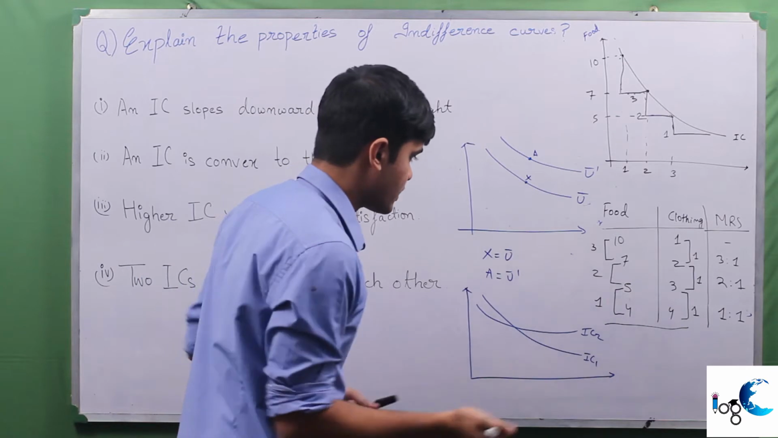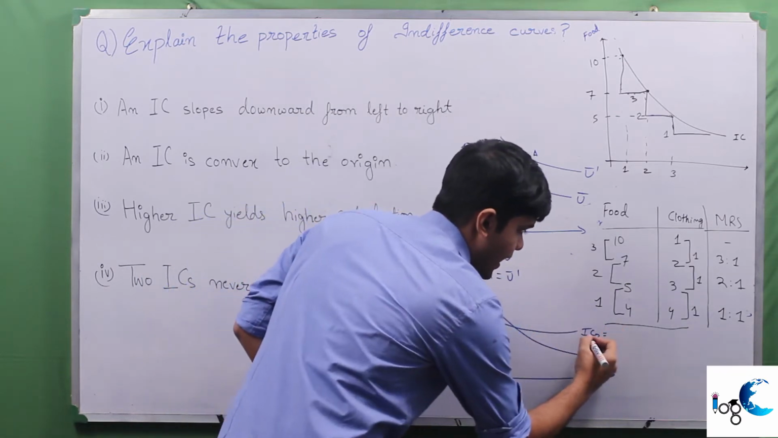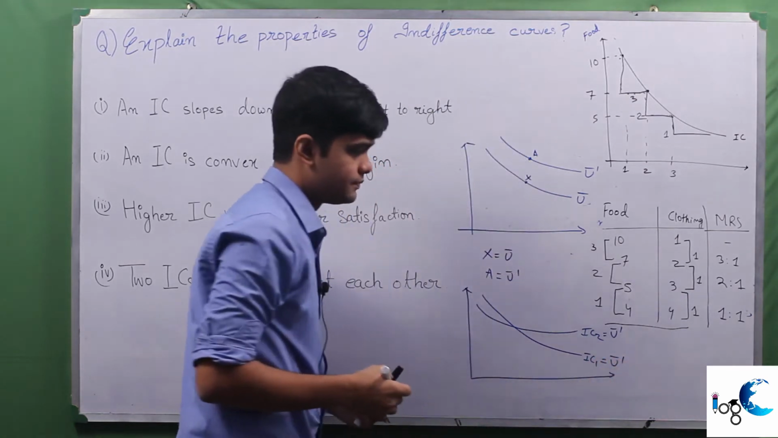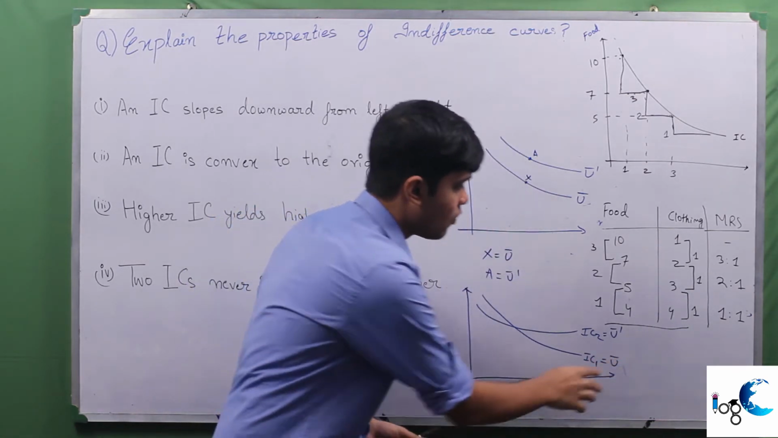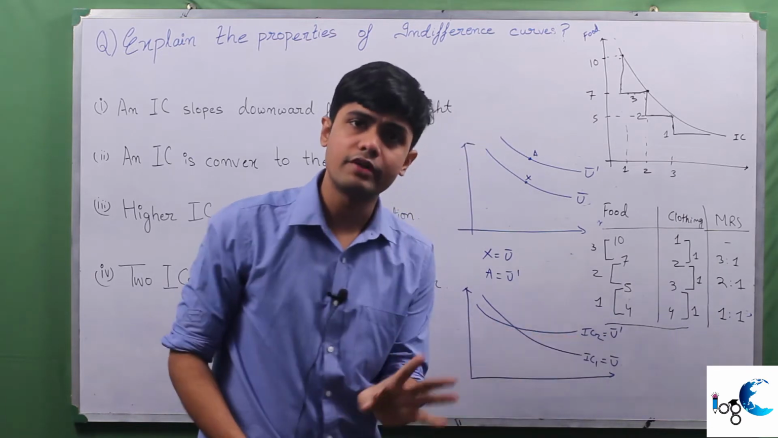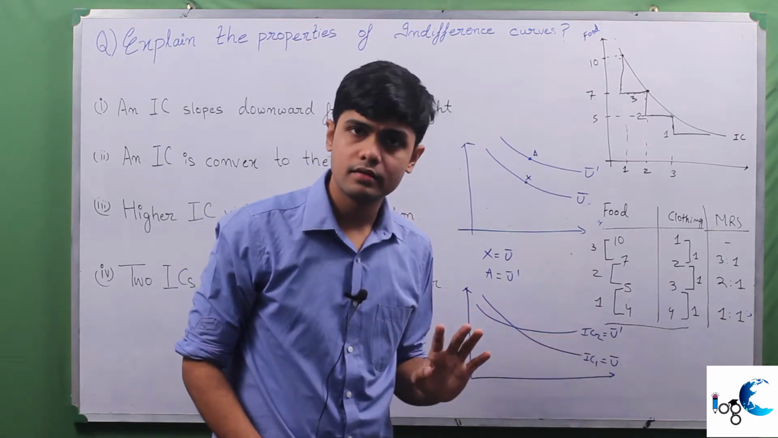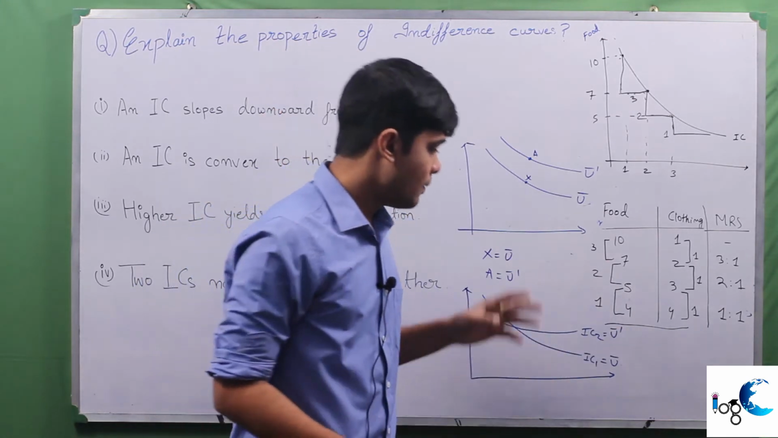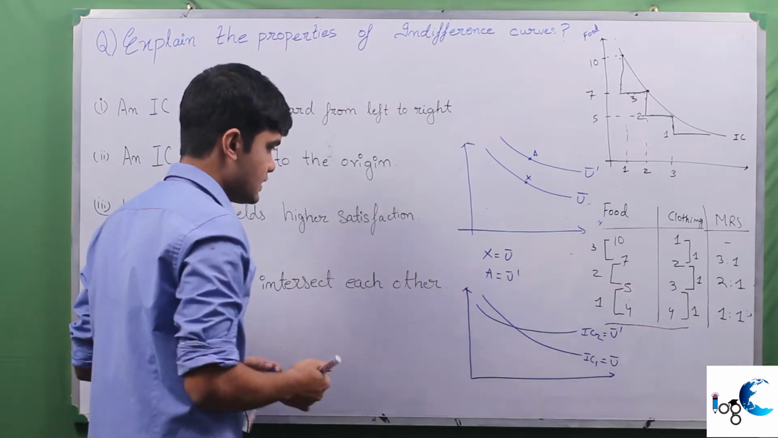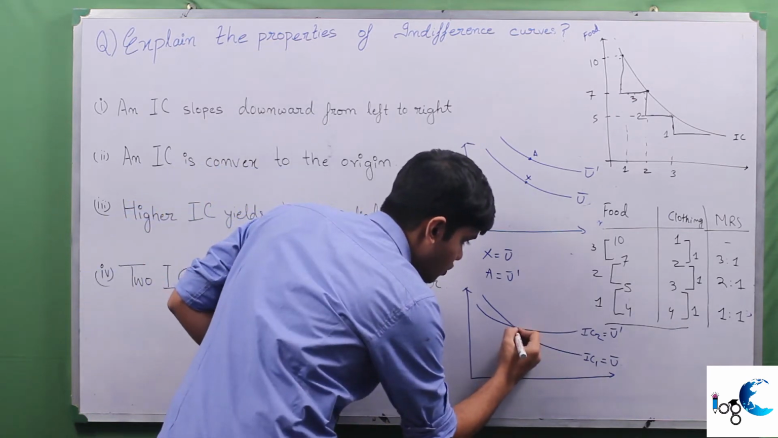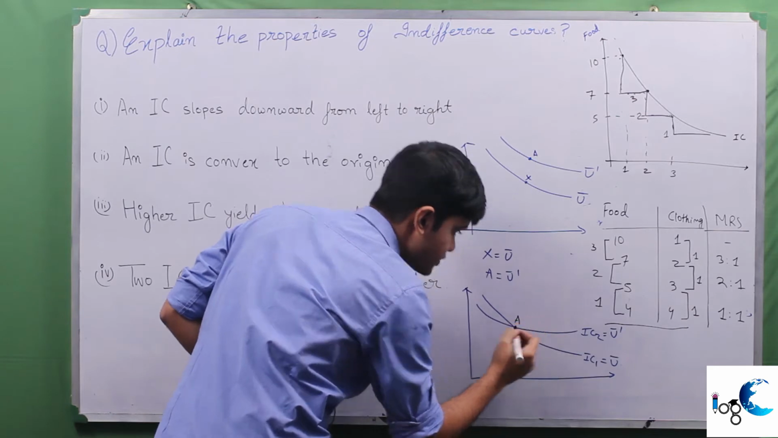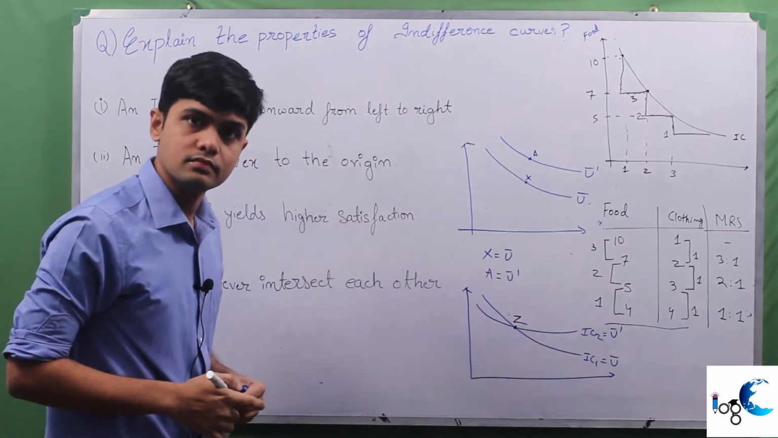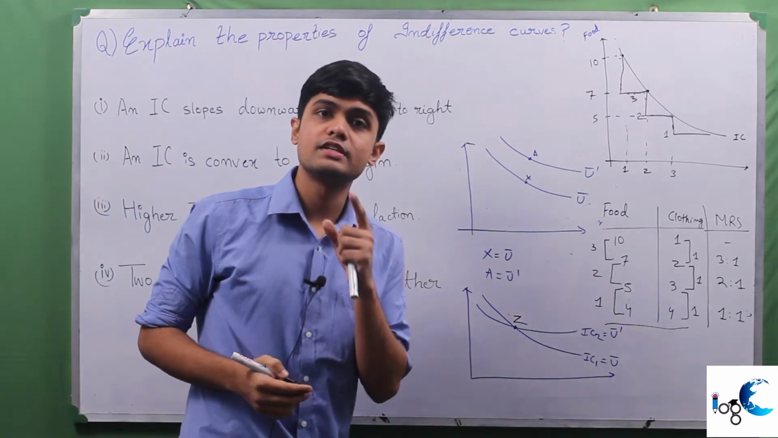Now see what is happening over here. Let IC2 give you a satisfaction u bar dash and let IC1 give you a satisfaction u bar. Obviously these two satisfaction levels are different, u bar dash is different from u bar, because this represents two different indifference curves. But the main problem is what will happen to this common intersection point. Suppose this combination of goods is represented by Z.